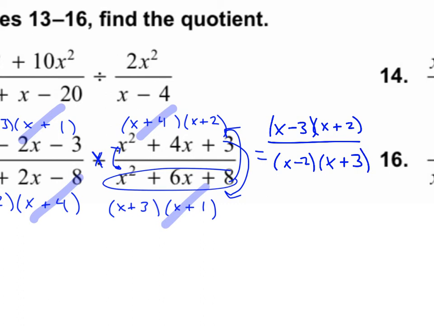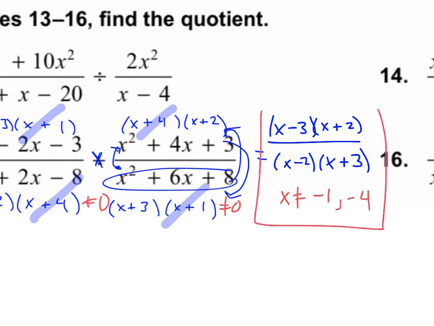What did we cancel out? We have to say x plus 1 does not equal 0, and x plus 4 does not equal 0. So what are the two numbers that x cannot equal? Negative 1 and negative 4. Awesome. So that's our answer.